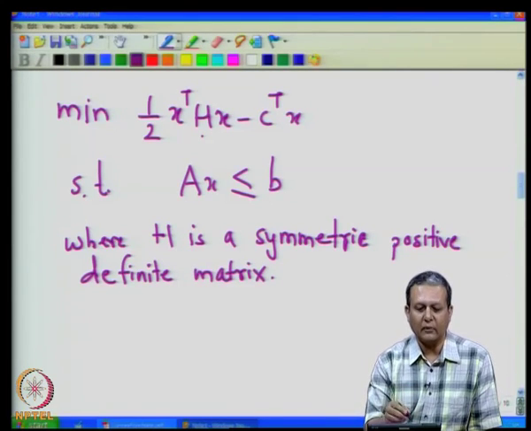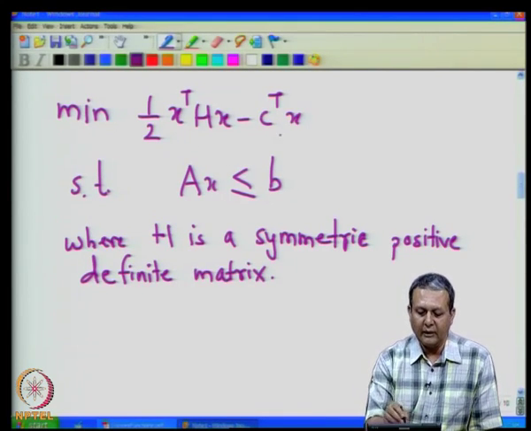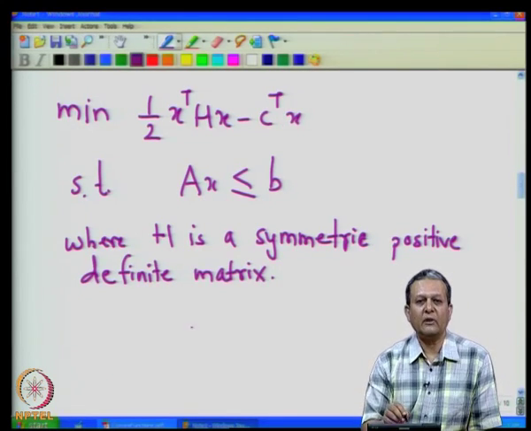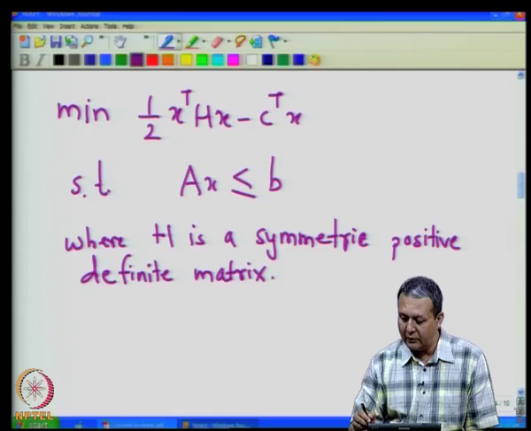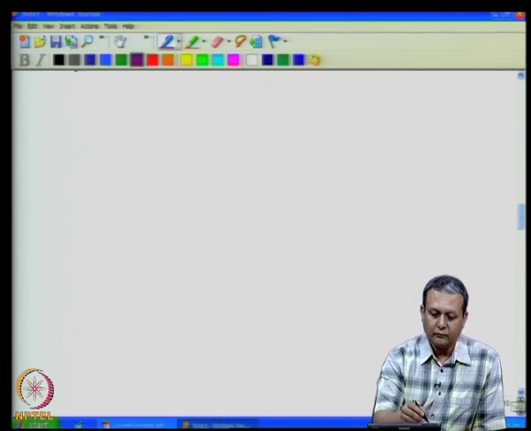We will see that in today's class. Under those circumstances, with a constraint set of the type A x less than or equal to b, this is going to be a convex programming problem, which again has the same properties as any typical convex programming problem. So, let us see one more example.